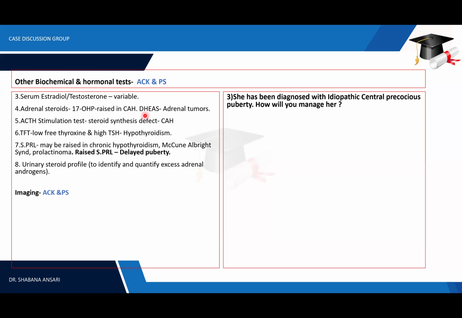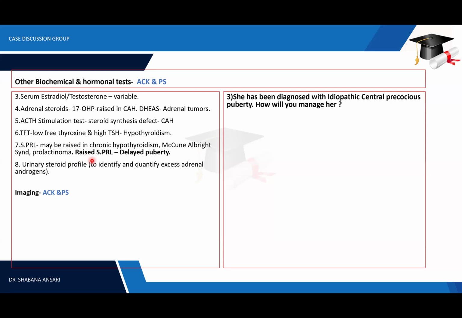Then dehydroepiandrosterone sulfate, of course, is indicative of adrenal tumors. ACTH stimulation test, and if there is a steroid synthesis defect, this is indicative of congenital adrenal hyperplasia. Thyroid function test: low thyroxine, high TSH, indicative of hypothyroidism. Then serum prolactin can be done, and it may be raised in chronic hypothyroidism, in McCune-Albright syndrome, or prolactinoma.